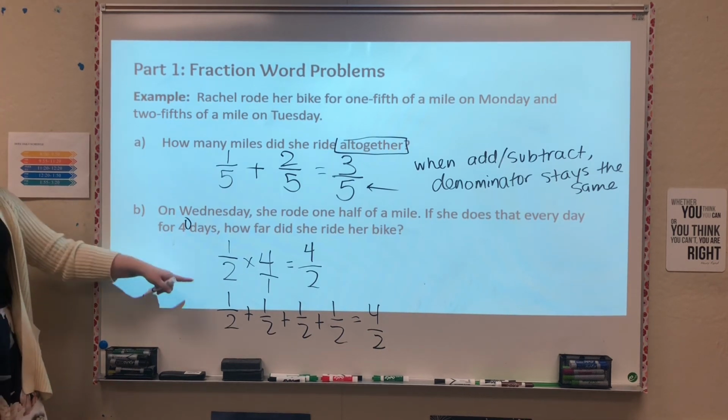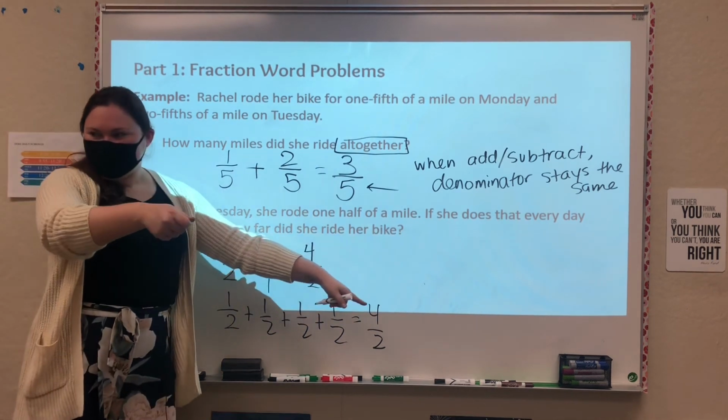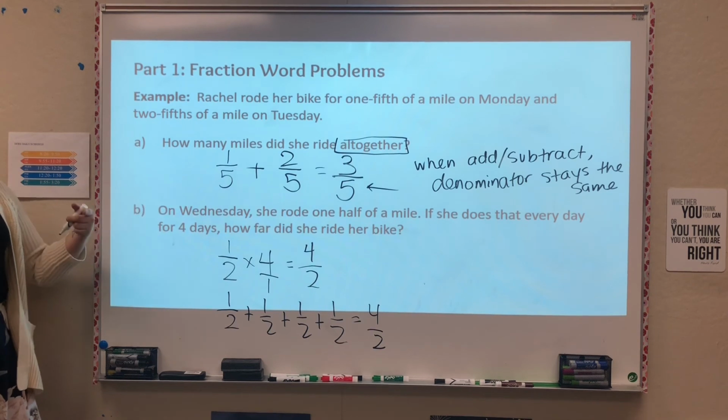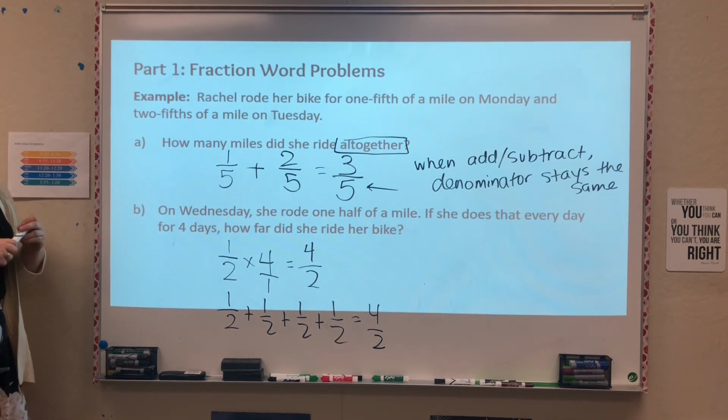If this number gets big, I probably don't want to write this 40 times, which is why it's good to know both ways. But if I said like 2 days or 3 days, I think both ways work. Now for both of these, we've got 4 halves.